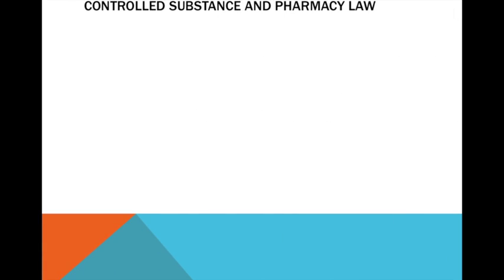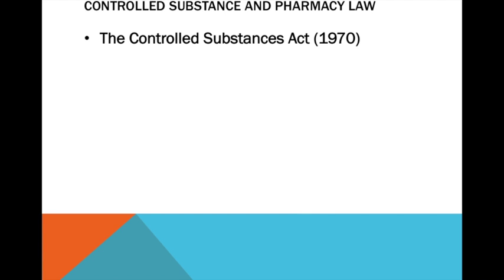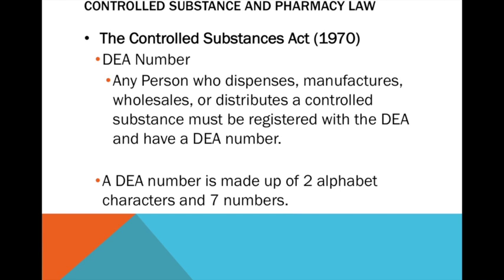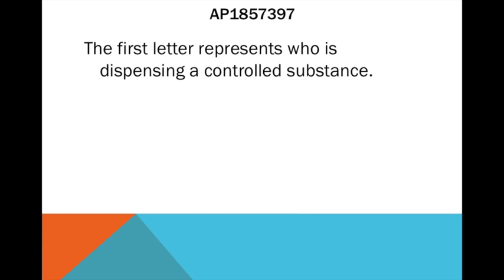Alright, so controlled substance and pharmacy law. There's the Controlled Substance Act of 1970. Any person who dispenses, manufactures, wholesales, or distributes a controlled substance must be registered with the DEA and have a DEA number. A DEA number is made up of 2 alphabet characters and 7 numbers. For example, the DEA number on the top is AP 1857397. Let's figure out if that's a valid DEA number or not.